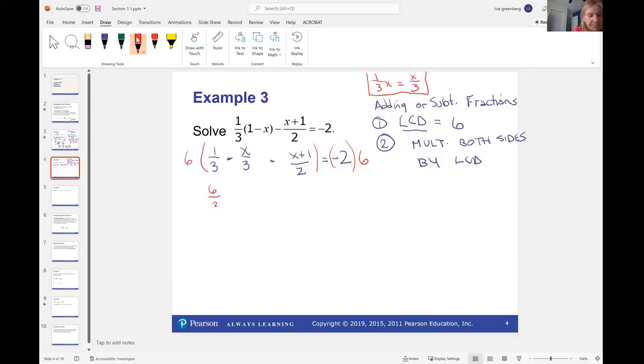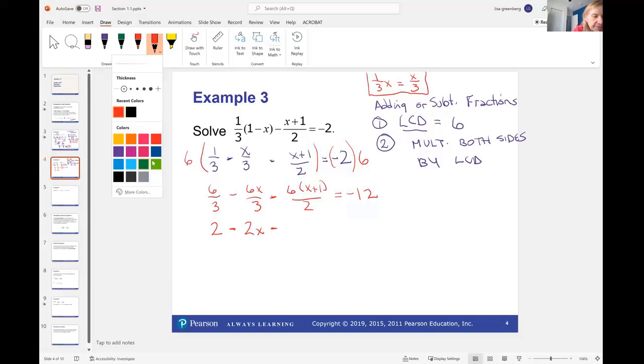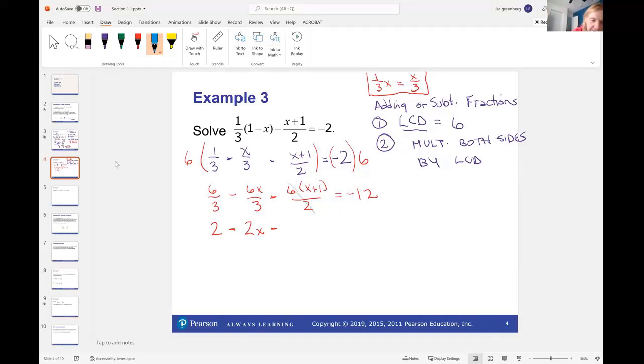I get 6/3 minus 6x over 3 minus 6 times (x plus 1) over 2 is equal to, and this I could just say -2 times 6 is -12. Now, why did I do that? Because I can cancel. I can say 6 over 3 is 2. And again, 6 over 3 is 2, so I have 2x. And here, I can cancel this 6 and this 2, and that would give me 3 times (x plus 1) is equal to -12.